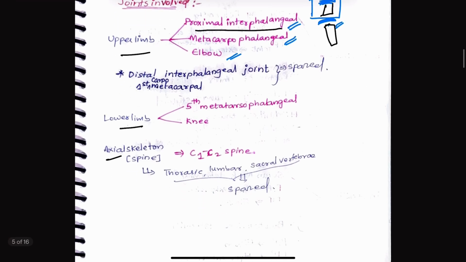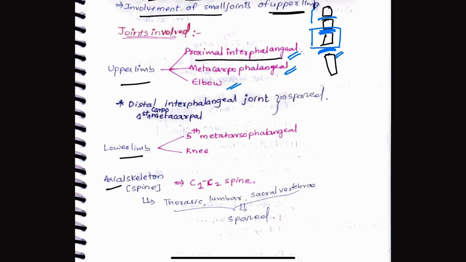There are a few joints which are spared in the upper limb. The distal interphalangeal joint is spared, and also the first carpometacarpal joint, which is at the thumb, where there is a metacarpal and we have carpal bones. So the first carpometacarpal joint is also spared. These are the two joints that are spared in rheumatoid arthritis: the distal interphalangeal joint and the first carpometacarpal joint.